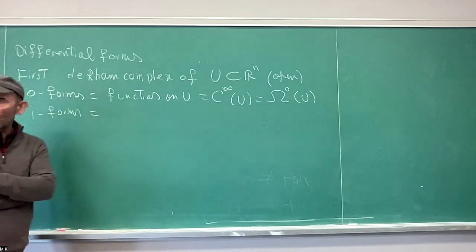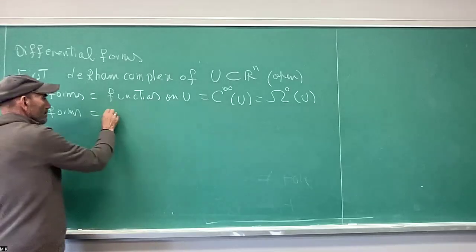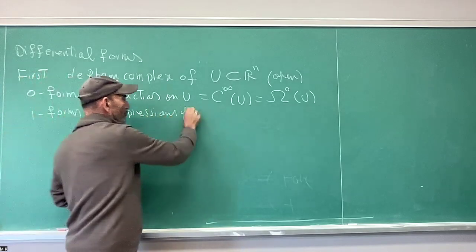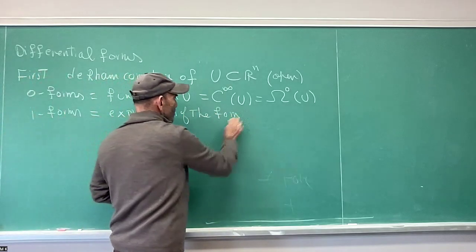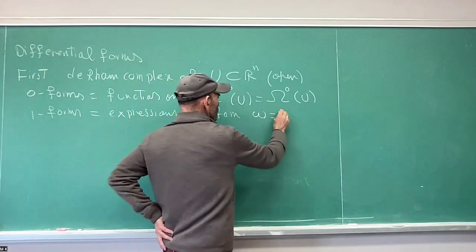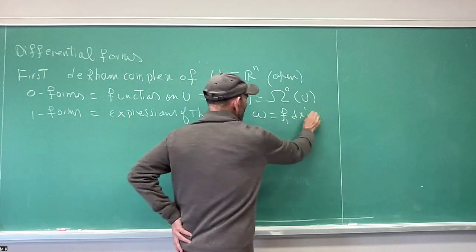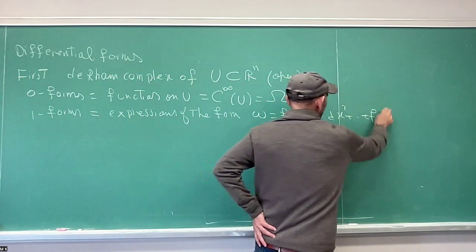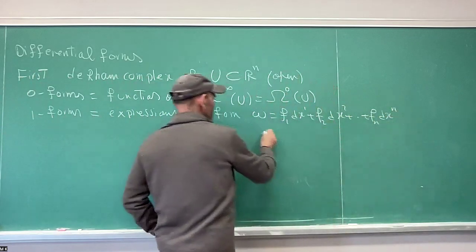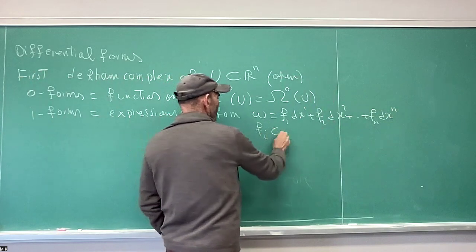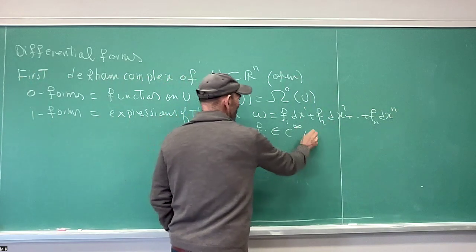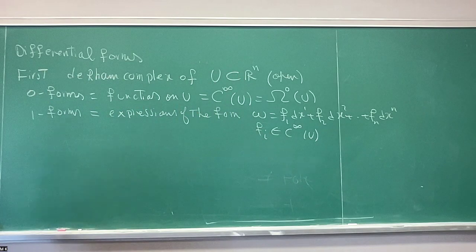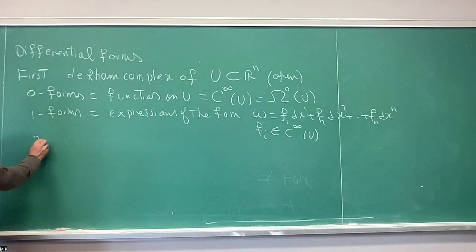These are just expressions of the following form: omega equal to F1 dx1 plus F2 dx2 plus Fn dxn, with Fi belonging to C infinity of U. These are one forms. And then two forms.